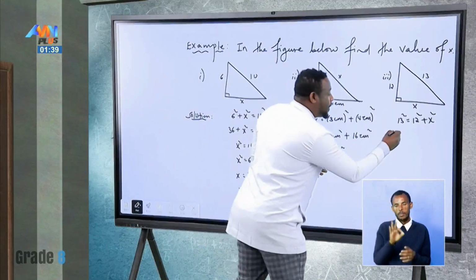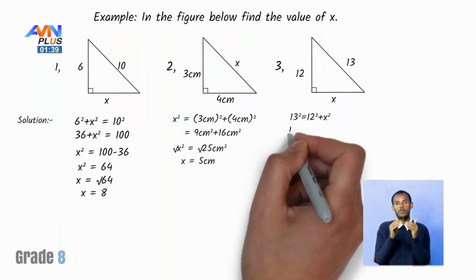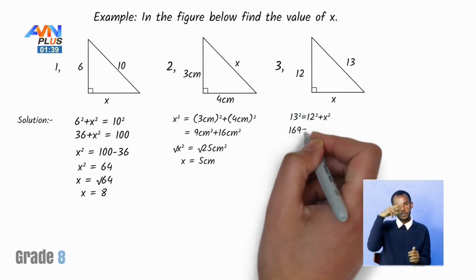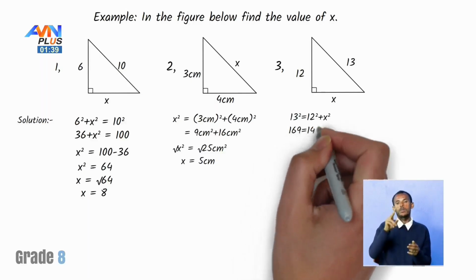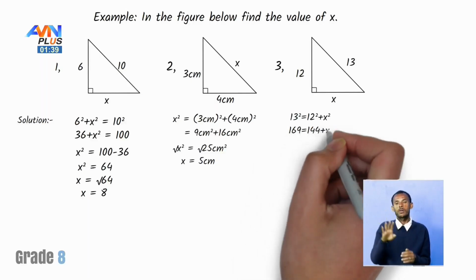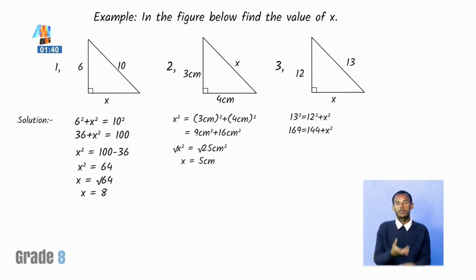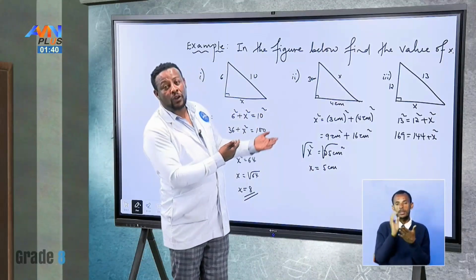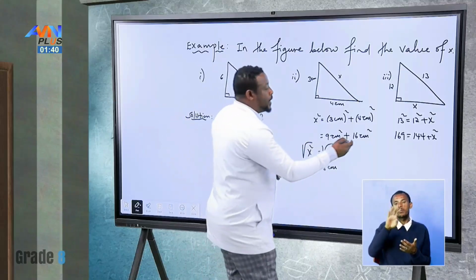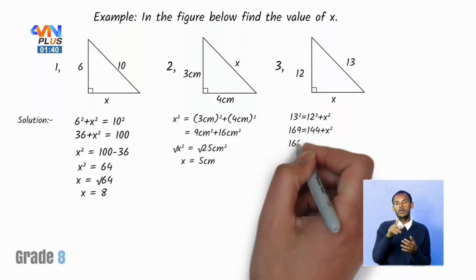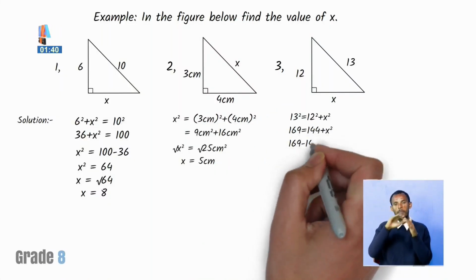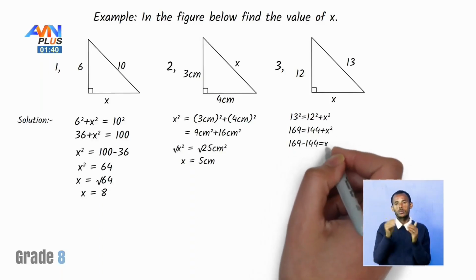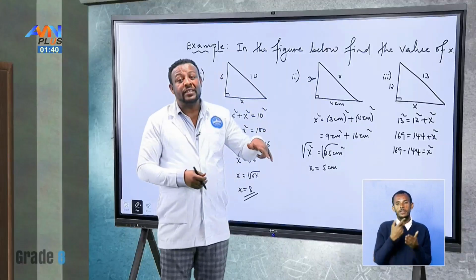169 is equal to 12 squared, which means 12 times 12, which is 144. Okay, 144 plus x squared. Now you can take 144 to the left side. So this becomes 169 minus 144 is equal to x squared. Okay, so this difference is 25.